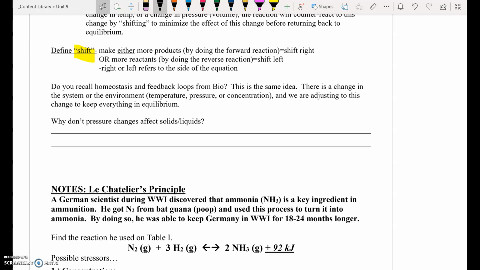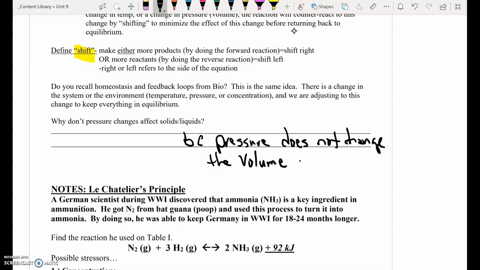Why don't pressure changes affect solids and liquids? That's because pressure does not change the volume of solids and liquids. So if it doesn't change the volume, then it does not change the concentration, because concentration is a certain amount in a certain amount of volume, space. Solids and liquids have a definite shape and definite volume. So because it doesn't change, pressure can't change that. That stress will never be evident in a chemical reaction involving solids or liquids, only if there's a gas present.